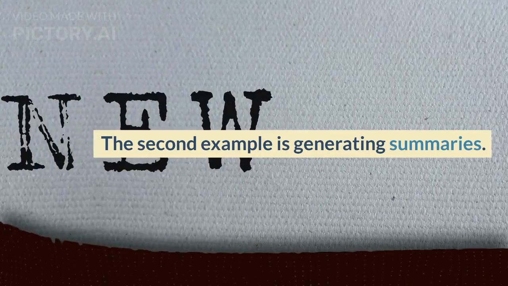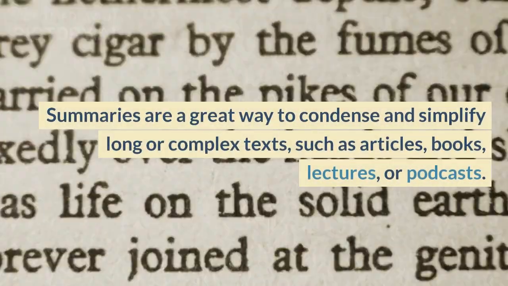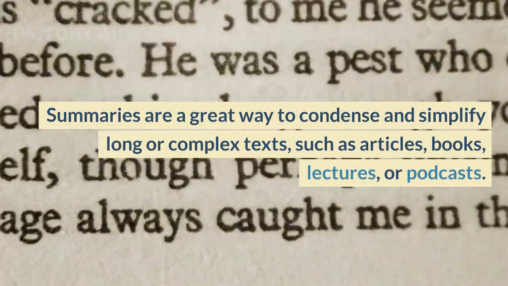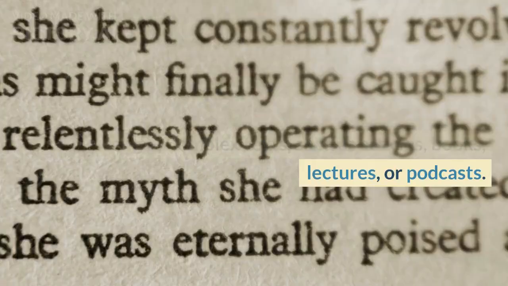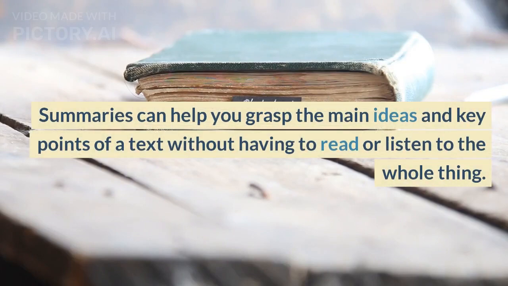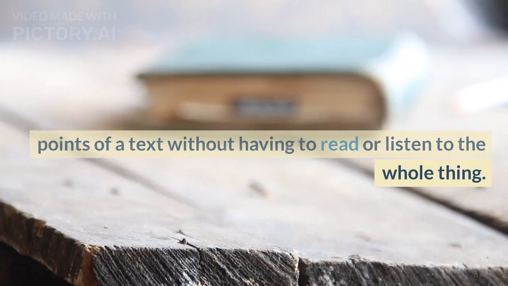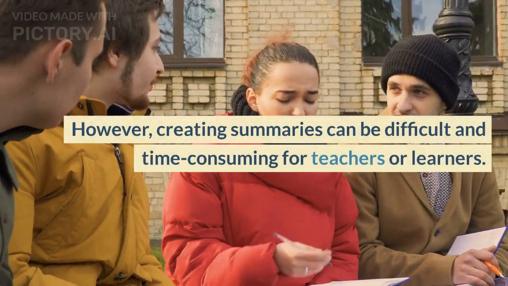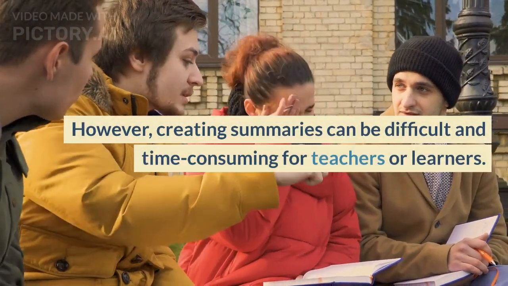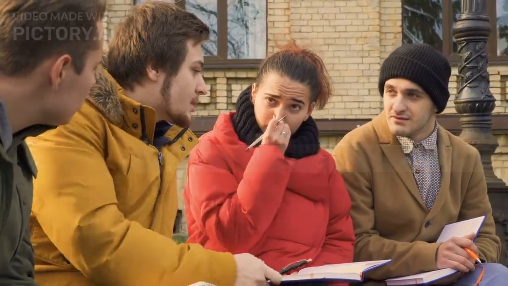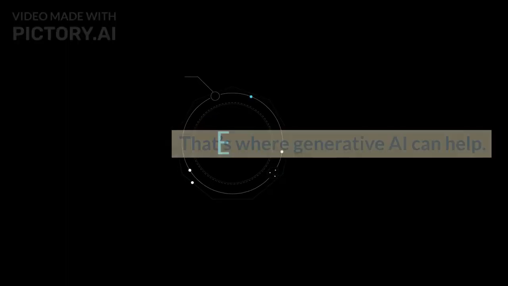The second example is generating summaries. Summaries are a great way to condense and simplify long or complex texts, such as articles, books, lectures, or podcasts. Summaries can help you grasp the main ideas and key points of a text without having to read or listen to the whole thing. However, creating summaries can be difficult and time-consuming for teachers or learners. That's where generative AI can help.